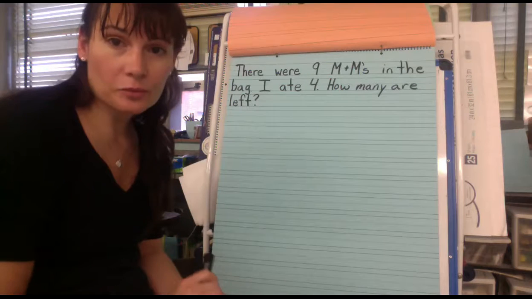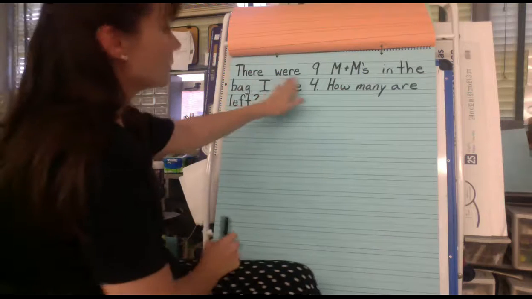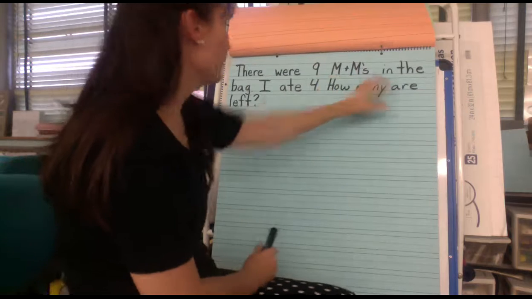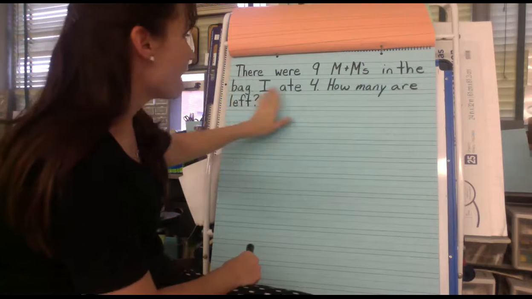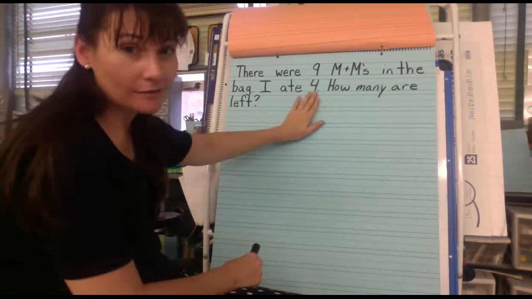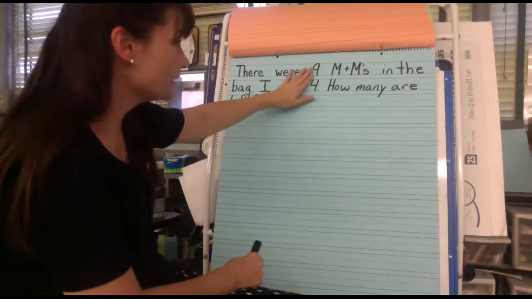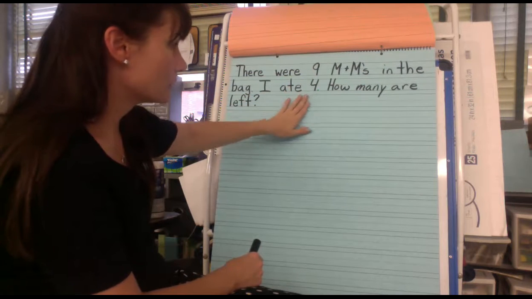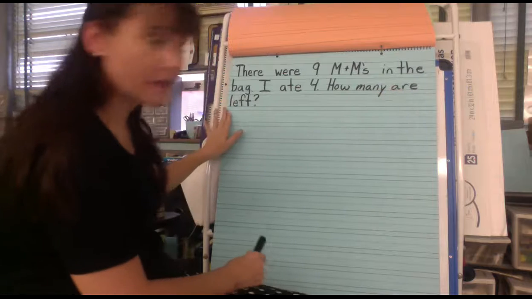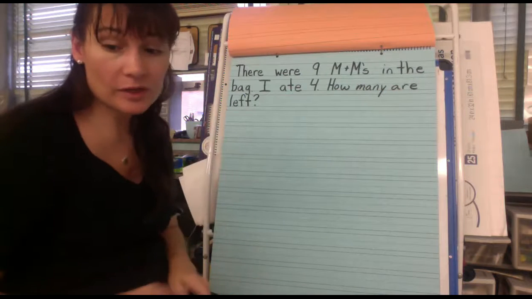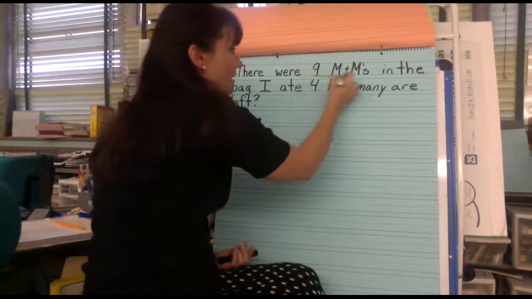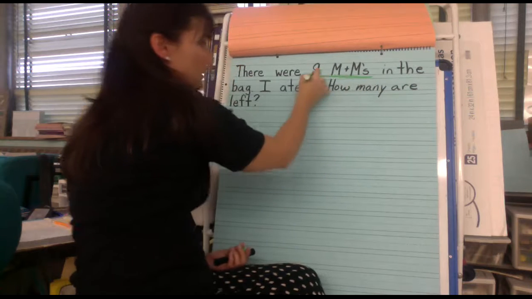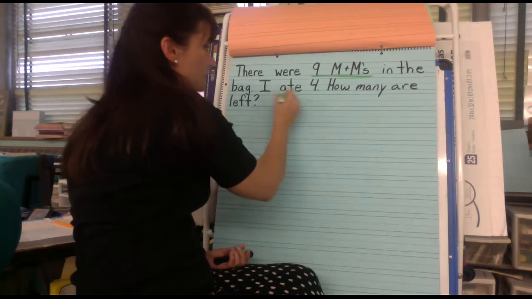Let's try another one. There were 9 M&Ms in the bag. Now I love me some M&Ms. I ate 4. So there were 9 and I ate 4. How many are left? Let's think about what we know. We know that we had 9 M&Ms and I ate 4.